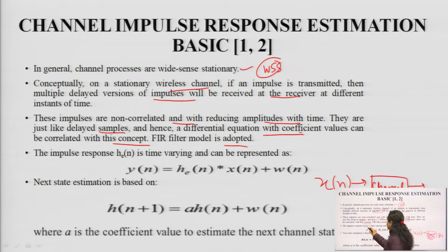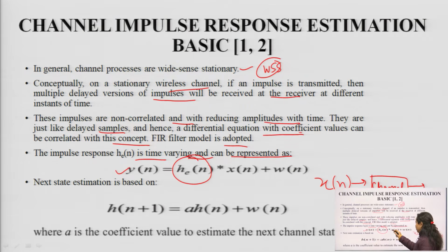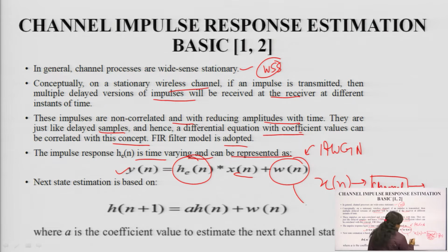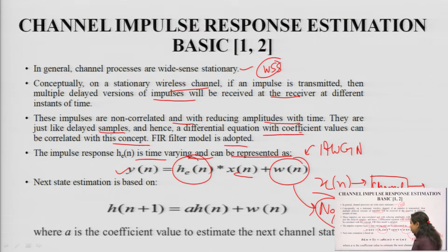So, the impulse response is time varying and can be represented as y n is equal to h n multiplied by x n plus w n. Now, what is w n? W n is nothing but noise, and mostly it is additive white Gaussian noise. When we are doing the mathematical analysis, then w n can also be written as n naught by 2 in the frequency domain, the power spectral density. Now, n naught is the noise at t equal to 0.